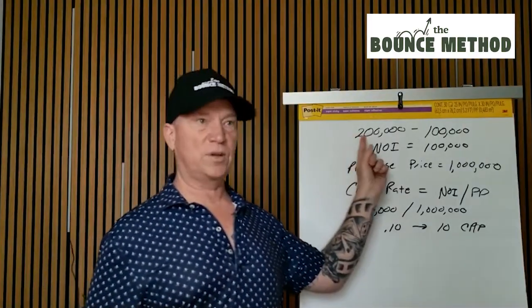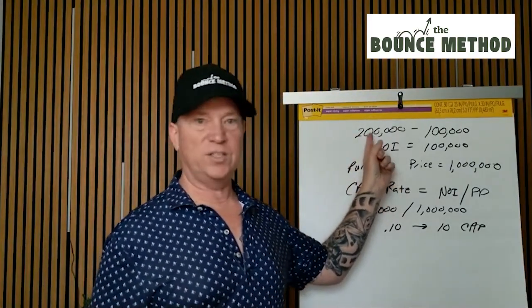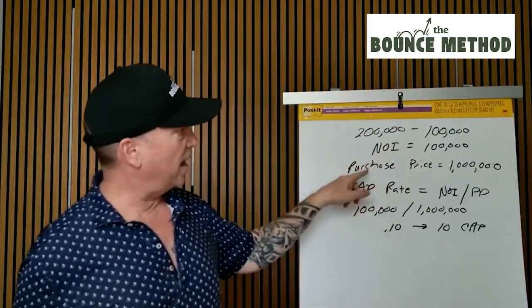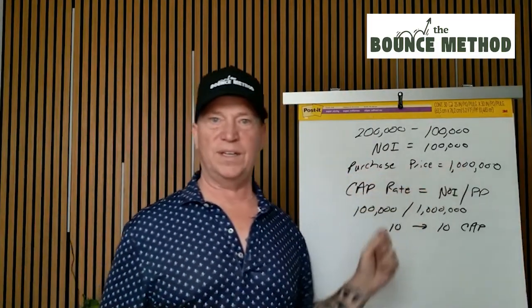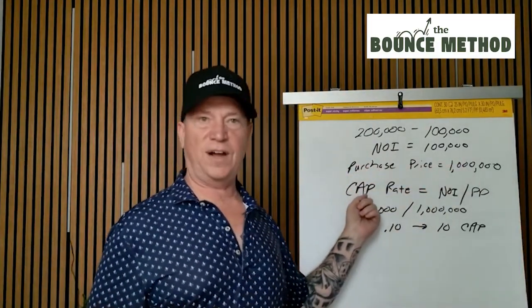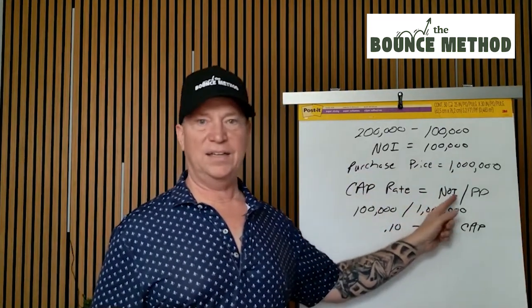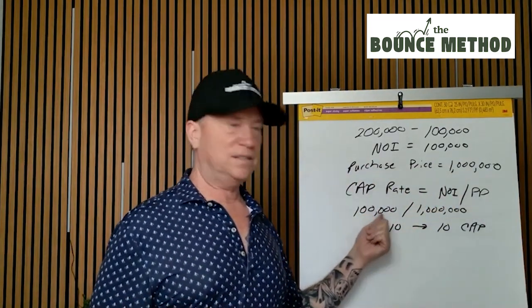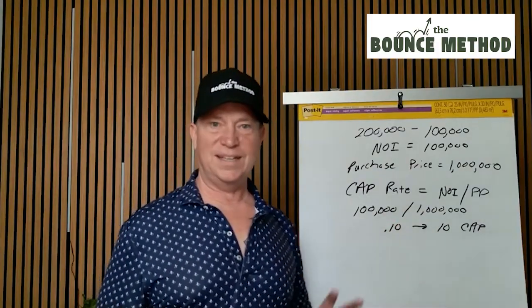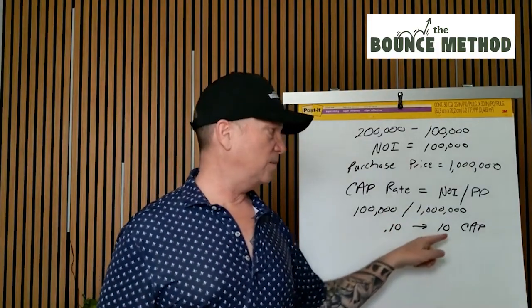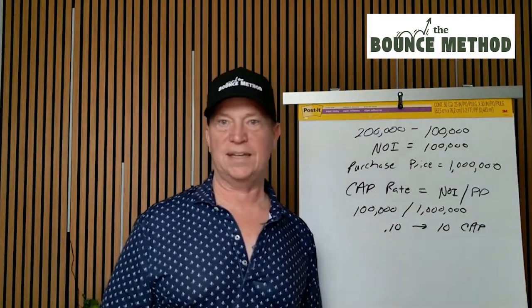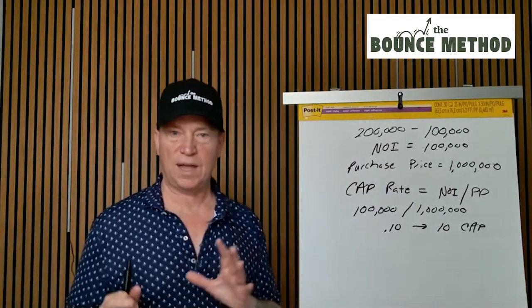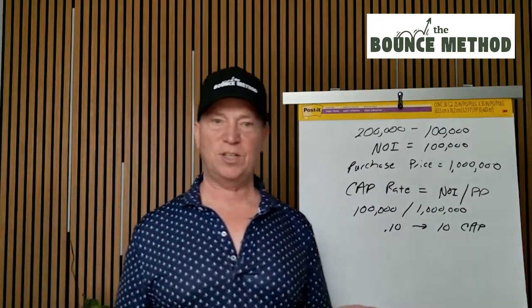Remember again, we started out with an NOI, which is your income minus your expenses, okay? We decided that our purchase price was $1 million. We wanted to define cap rate as NOI divided by our purchase price. So we said 100,000 divided by 1 million is equal to a 0.10, which is equivalent to a 10 cap. All right. So now we're starting to get somewhere. We have an understanding of what cap rate actually means.